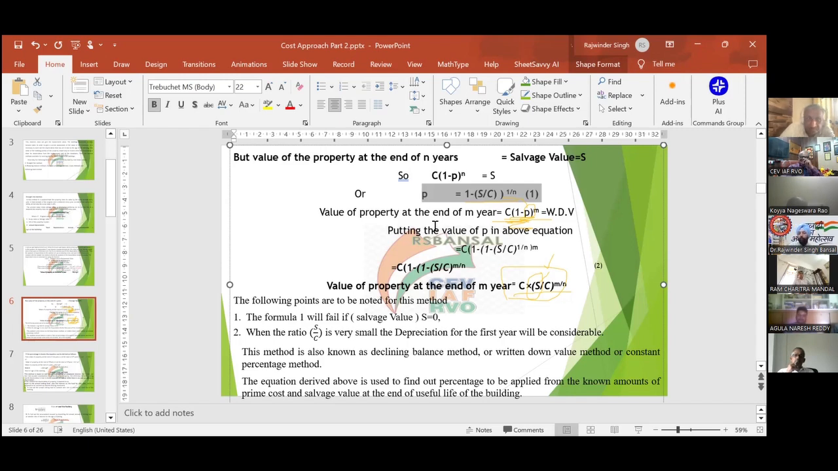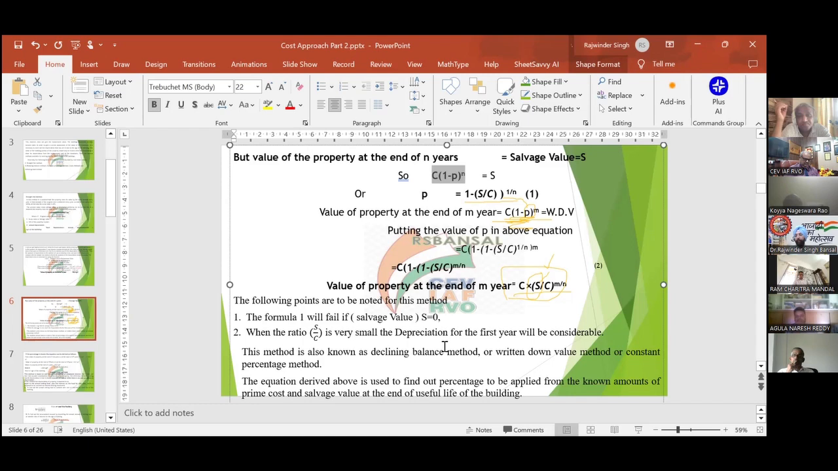So you can calculate the percentage of depreciation, P = 1 minus (S upon C) raised to power 1 upon N. Basically, this is the value of the property at the end of its life. But when you go for doing valuation, you have to calculate the value for a particular age of the building.